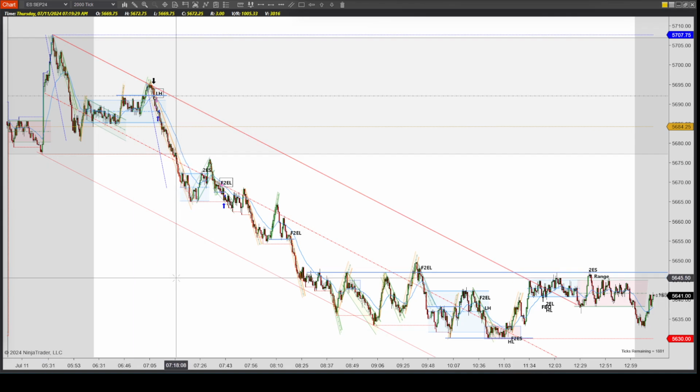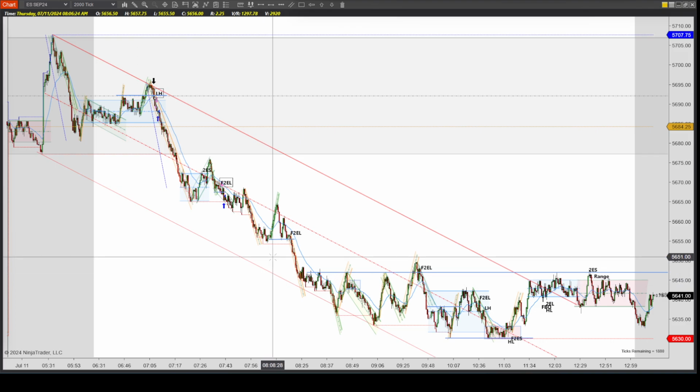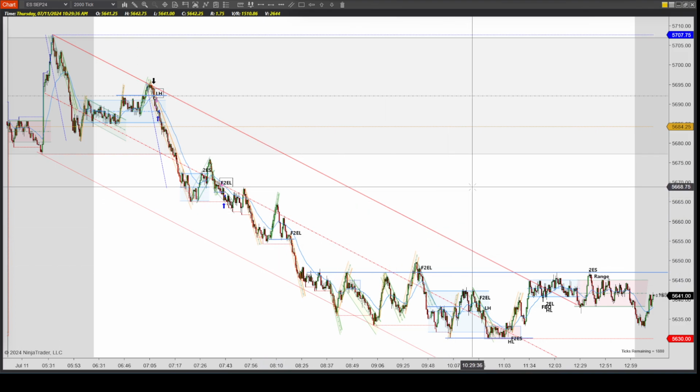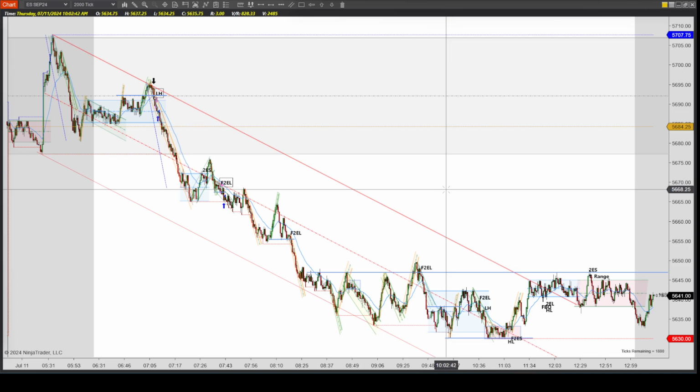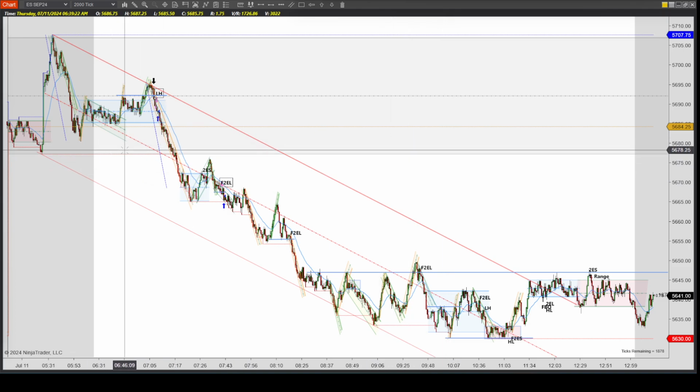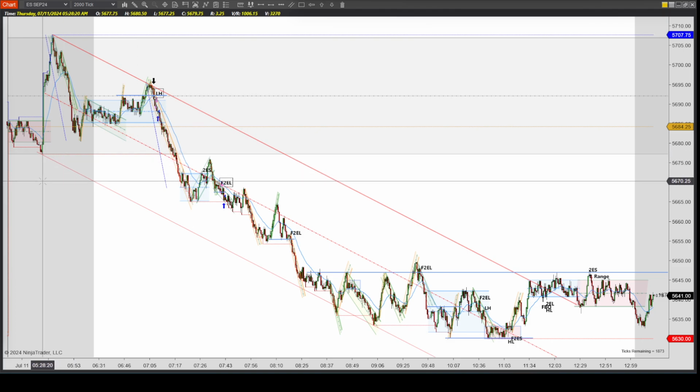July 11, 2024. This is the S&P 500 E-Futures Mini on the 2000 tick chart using NinjaTrader 8. This is what the chart looked like today. There's only one piece of economic data that came out at around 5:30 Pacific Standard, which is about right here.